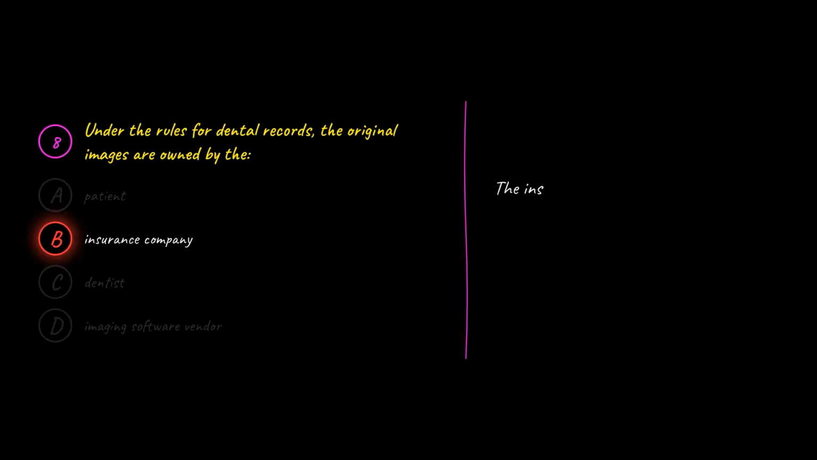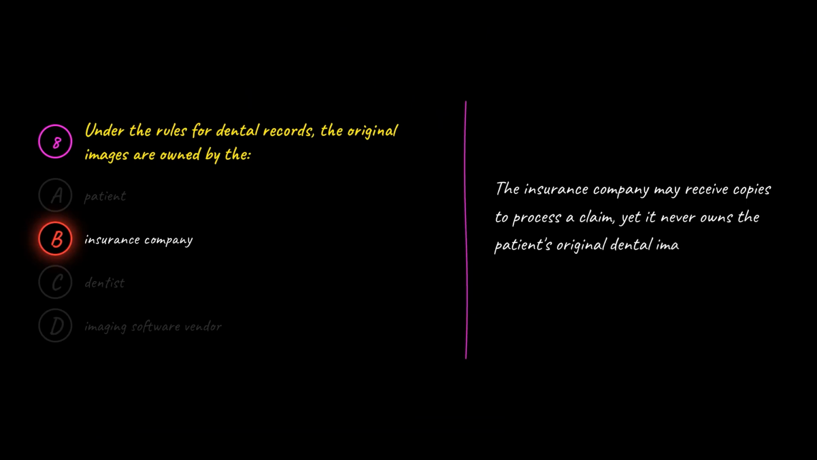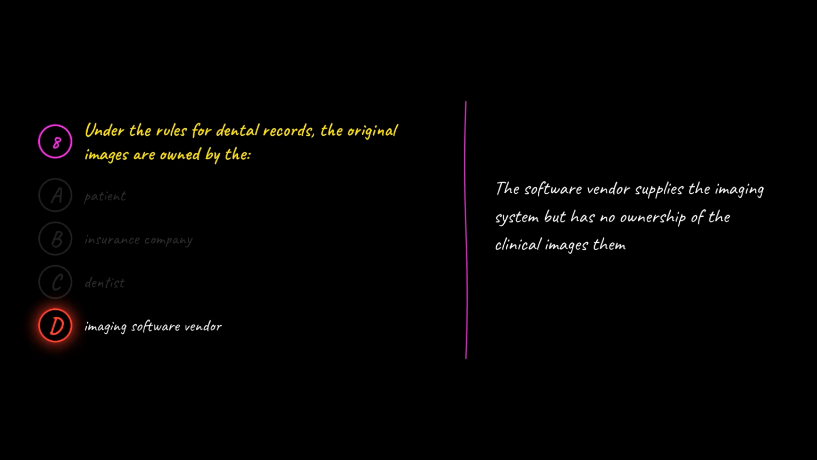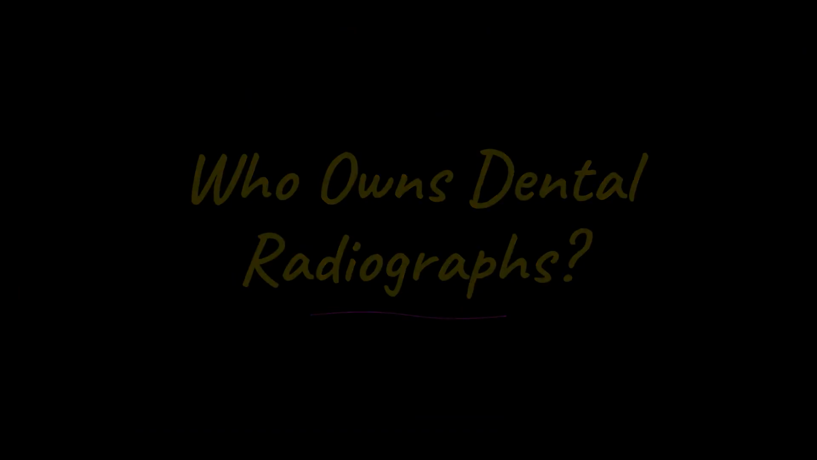B is wrong because the insurance company may receive copies to process a claim, yet it never owns the patient's original dental images held by the practice. D is wrong because the software vendor supplies the imaging system but has no ownership of the clinical images themselves, which legally belong to the treating dentist of record. Dental radiographs are part of the clinical record, and understanding who legally owns them and why is the core principle here. The answer isn't simply whoever paid or whoever is depicted.